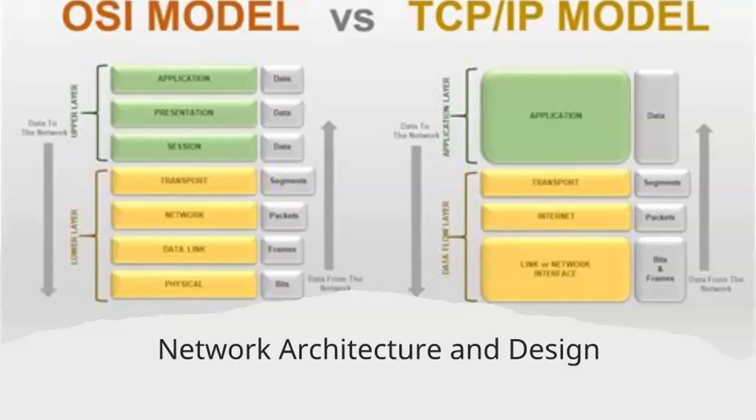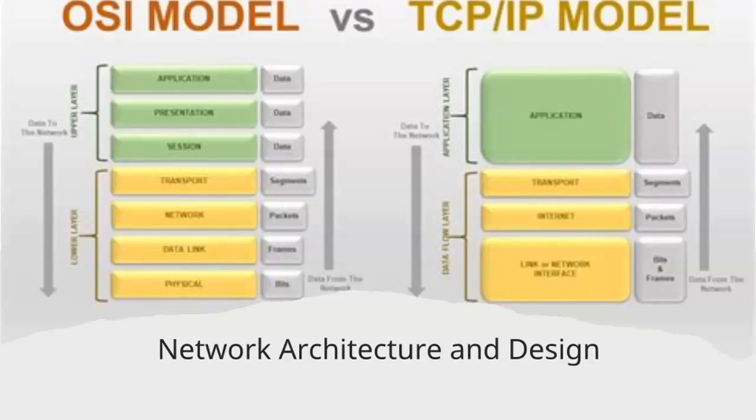TCP/IP model. The TCP/IP model is more streamlined and practical and can be used for network implementations. It simplifies the OSI model into 4 layers that correspond directly to the functionality of Internet communications.